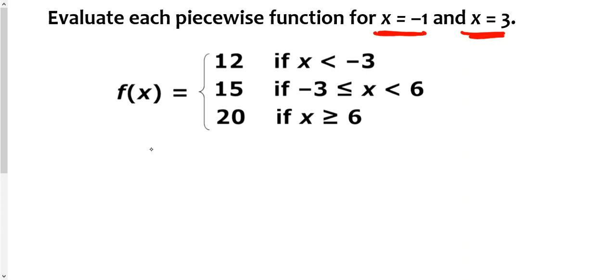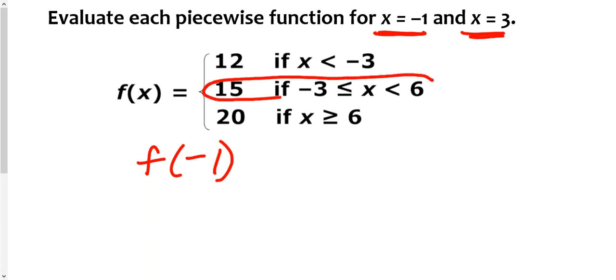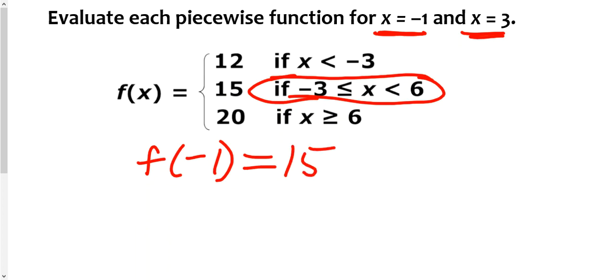So for x equals -1, which is just really me evaluating f of -1, I first have to determine which domain I'm in. So I'm just going to say which domain is -1 a part of. Well, -1 is not less than -3. -1 is between -3 and 6. And so that is our domain. Well, really, that's our domain, but the function over that domain is defined to be 15, so f of -1 is 15.